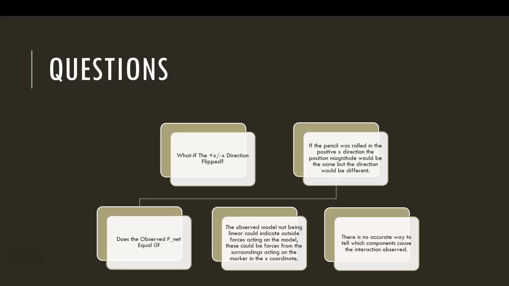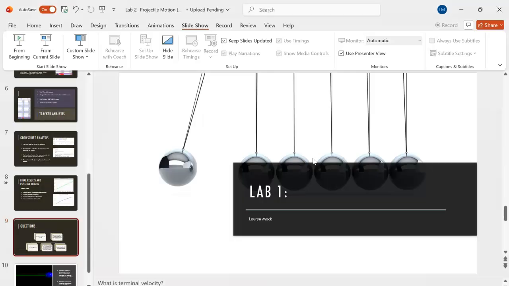Can the observed net force components be calculated? The observed model not being linear could indicate outside forces acting on the model. This could be forces from the surroundings acting on the pencil in the x coordinate. There's no accurate way to tell which components cause the interaction observed, because there is more than one at play, and this makes it hard to tell which force interaction has which value.